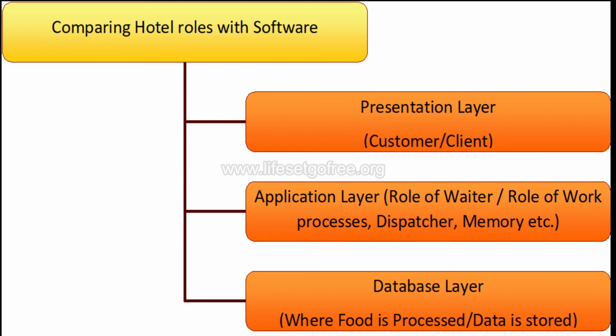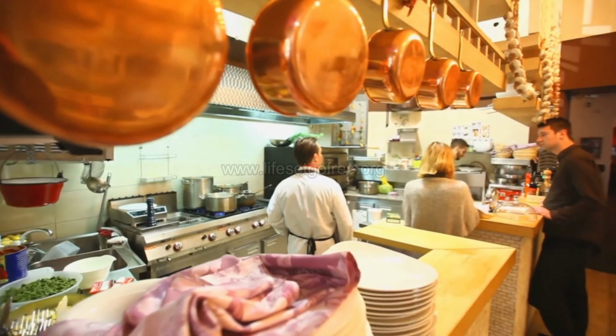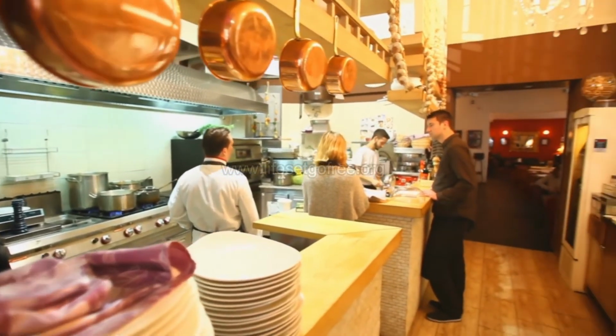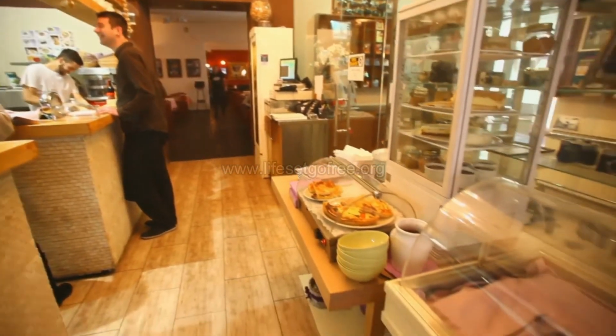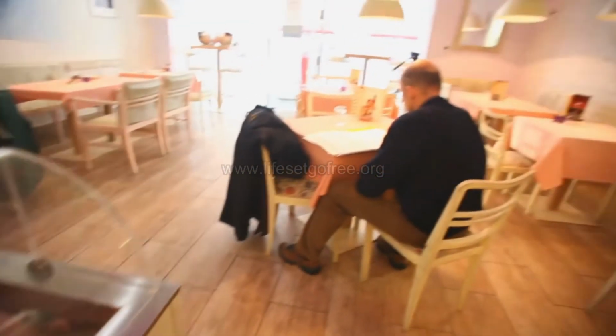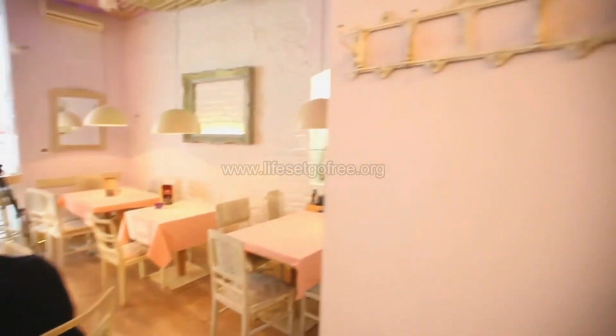The next part, where the real data is fetched, like the food is being prepared, is known as the database layer, where the real data is residing. Now you imagine this hotel scene with three different layers. One is the application layer, one is the presentation layer, and the other one is the database layer.